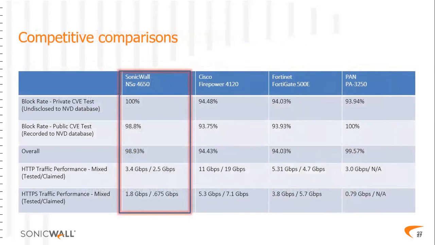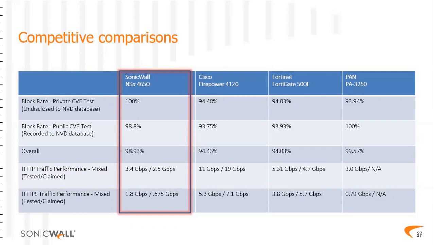So this is the competitive comparison. You can see the SonicWall NSA 4650 model. This is the block rate by private CVE test, where they can block up to 100%, while other brands like Cisco Firepower is up to 94.48 only, the FortiGate is up to 94.03, and the PAN PA is up to 93.94 only.